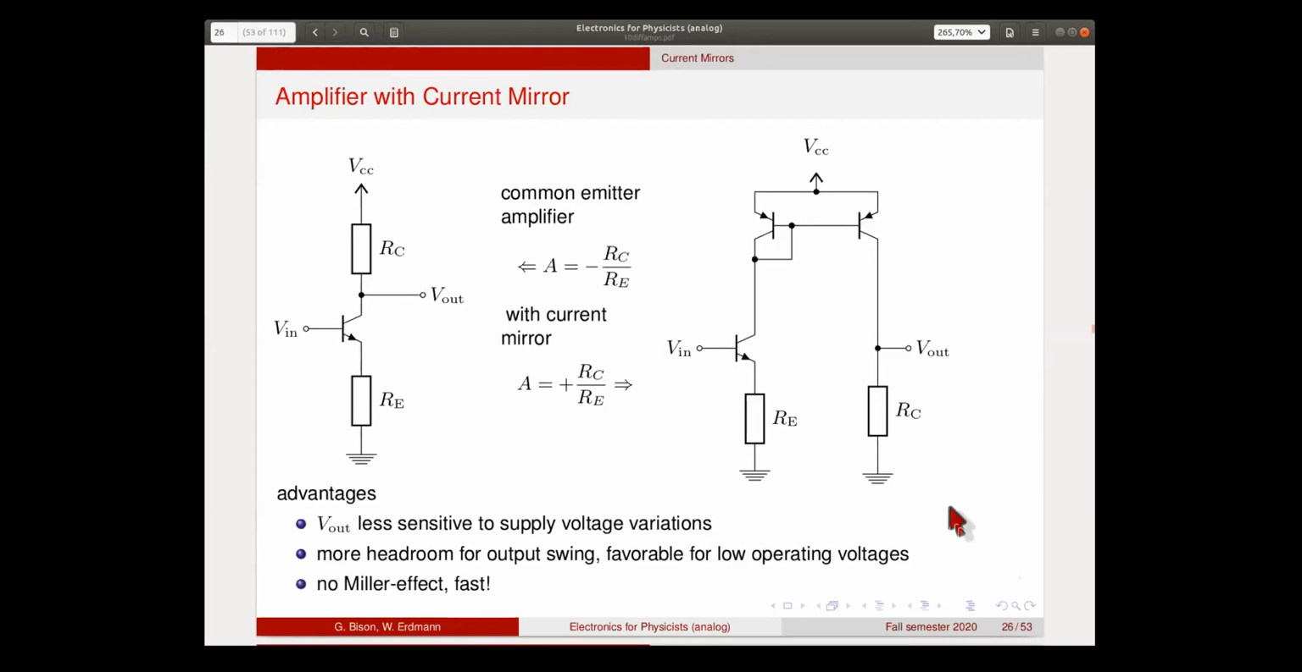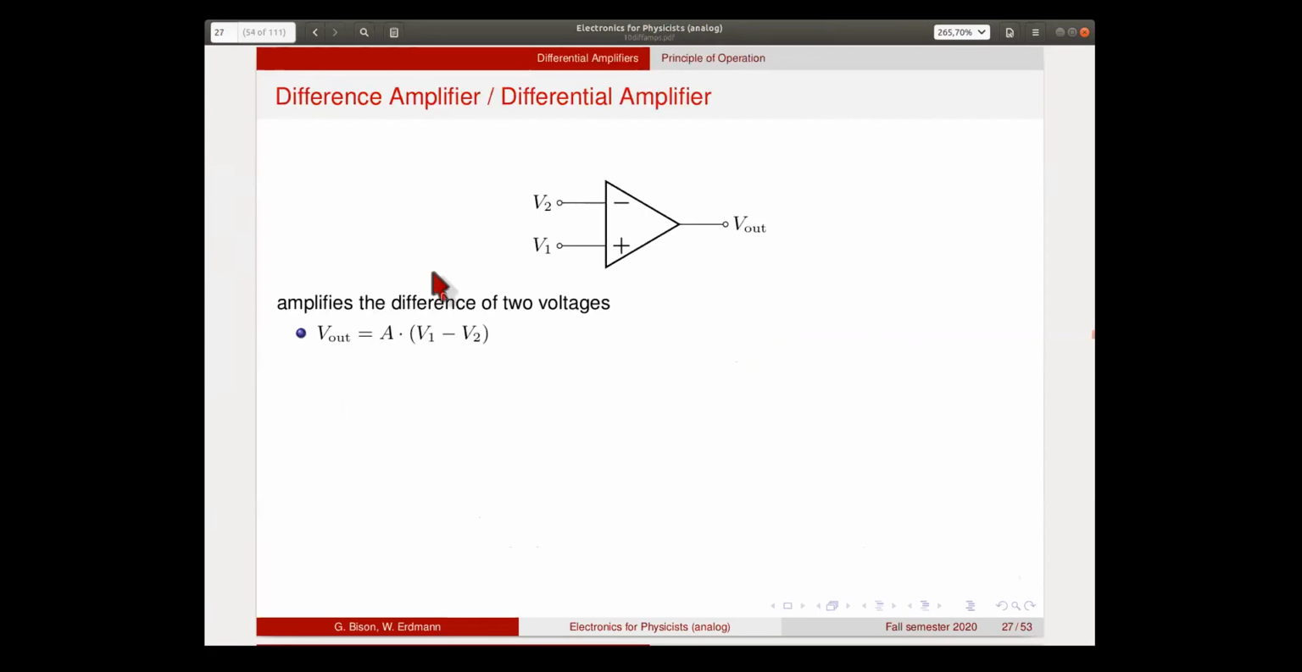Okay, now we move on to a different kind of amplifier. The ones we looked at before take an input voltage and translate it to an output voltage with some gain. Now we switch to difference amplifiers or differential amplifiers. They don't amplify a single voltage, but ideally amplify the difference of two voltages. So the idea is that for such an amplifier, if it's ideal, the output voltage is a multiple of the difference between the two inputs.